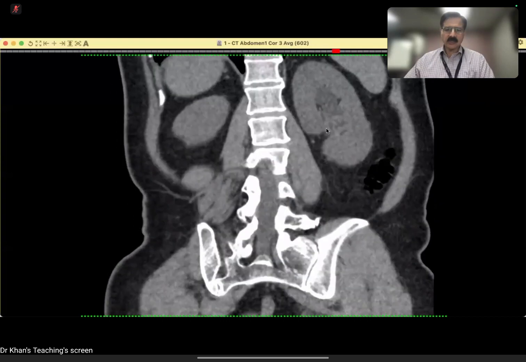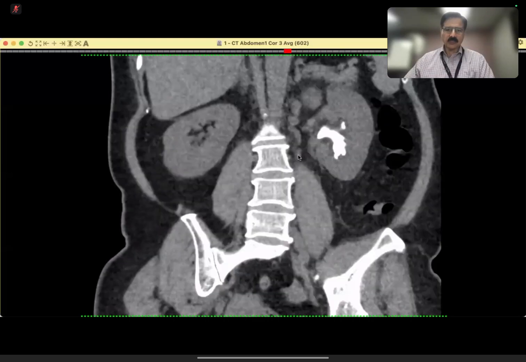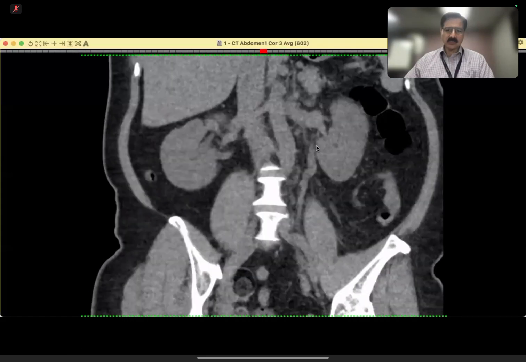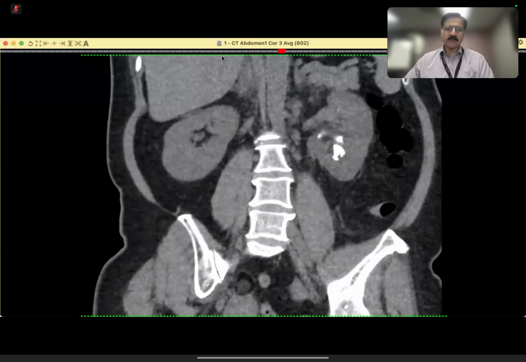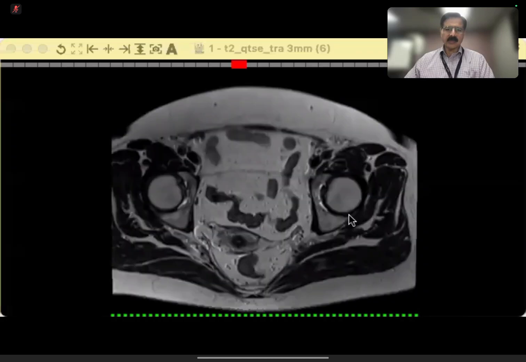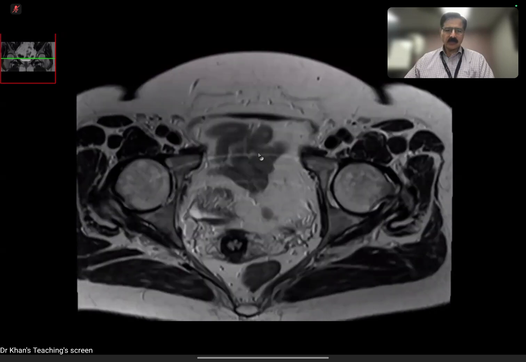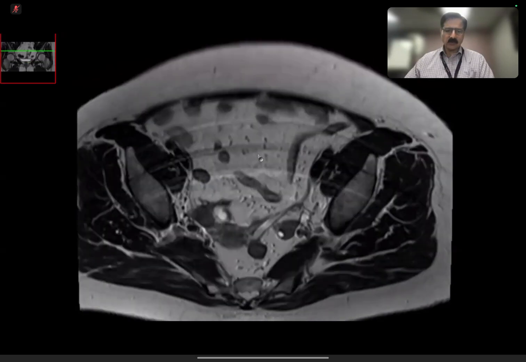Just to highlight the findings, though I did not show you a coronal, this is the staghorn calculus. This is the hydronephrosis. You can see all of these lymph nodes here. If you see, the fat here is a bit dirty as compared to the right side, meaning secondary signs of infection. Actually, I would have shown you an MR, but because you did not ask for it, I did not.